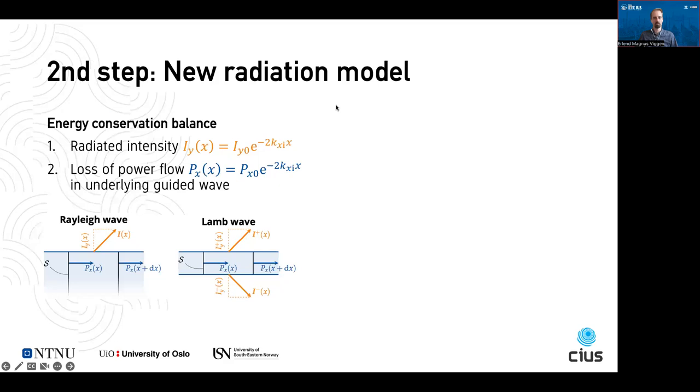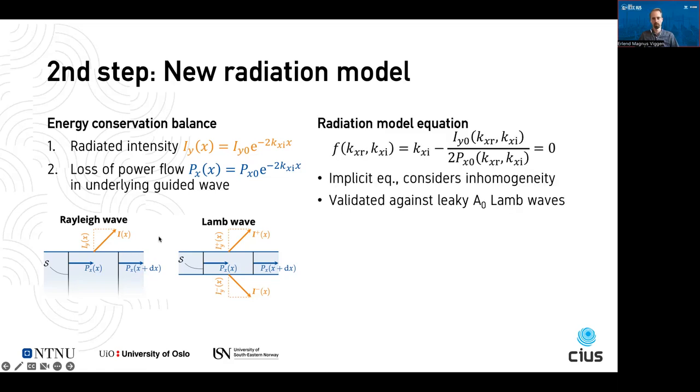For the next step, we can derive a radiation model, and we do this by considering the balance in energy between the radiated power, which is radiated into the fluid, and the loss in power of the underlying guided wave, which is underlying the surface vibration. As we follow this, we can derive a radiation model equation, which is an implicit equation relating the attenuation and propagation of the surface wave. It also lets us consider the inhomogeneity of the radiated wave.